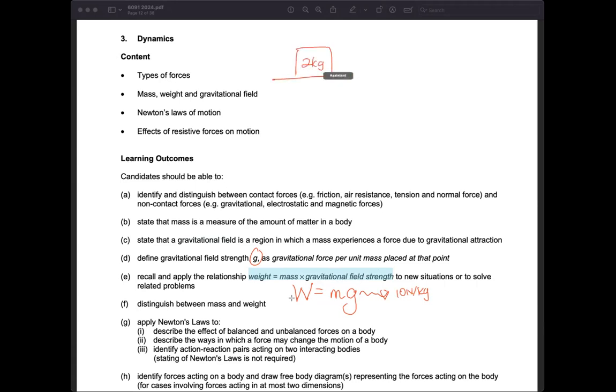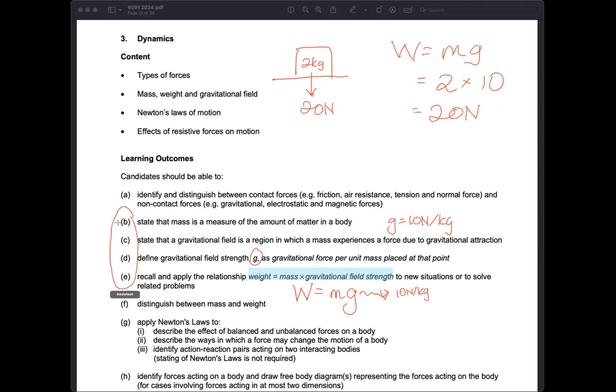I'll show you the same example again. A 2 kg mass, remember I told you on Earth, g is 10 Newton per kg. So if it's 2 kg, you actually have a 20 Newton gravitational force acting downwards. Then if I use the formula W equals mg, if my m is 2 and my g is 10, I get 20 Newton. Does that make sense to you? Are you able to relate B to E together now? Are you able to relate all this together now?